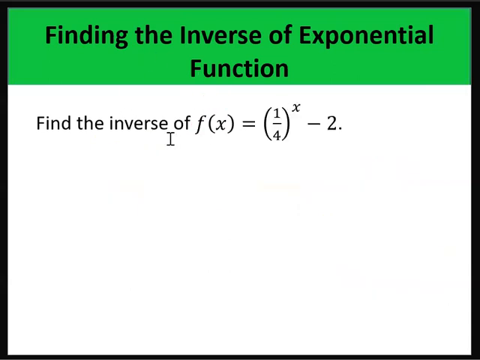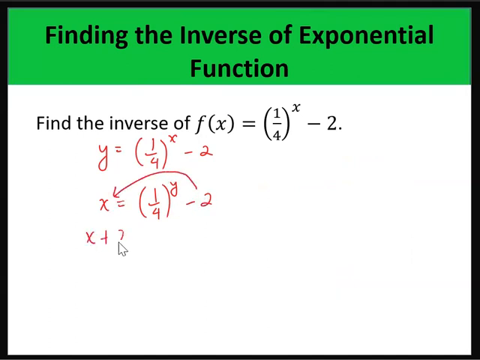Okay, next, let's find the inverse of f of x equals 1/4 raised to x minus 2. So again, let's write this as y is equal to 1/4 raised to x, and then we have the minus 2. So interchanging x and y, we write it as x is equal to 1/4 raised to y minus 2. And then we have to transpose the negative 2 to the other side first. So we get x plus 2 is equal to 1/4 raised to y. So in order to separate y, since we are solving for y, we need to convert this exponential form into logarithmic form.